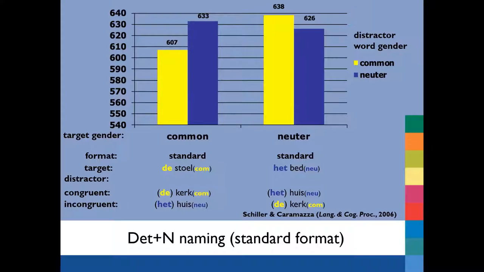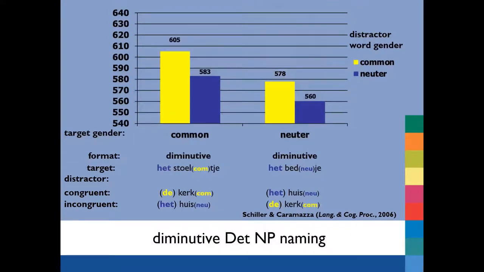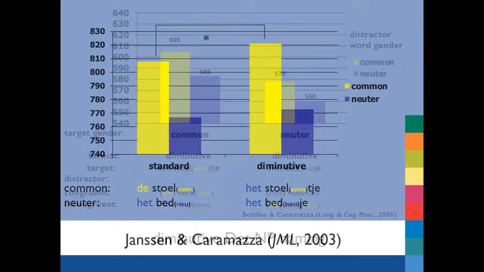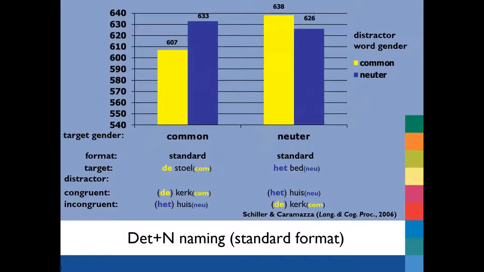Now the interesting case is, of course, what happens in the diminutive case, right? So let's first look at the right side, the neuter gender target. They remain faster with the neuter gender distractor than with the common gender distractor. Now let's look at the common gender word. They swap. See that? They are now faster. So producing the diminutive is faster when the distractor word is a het word than when it is a de word. So the effect flips if you compare this with the standard format. Look at the left side of the figure, the effect swaps.